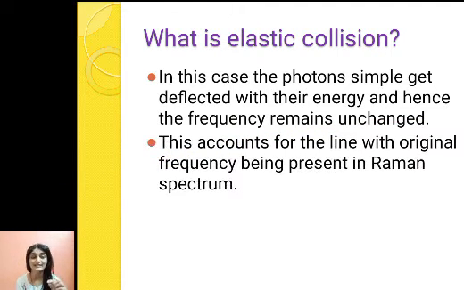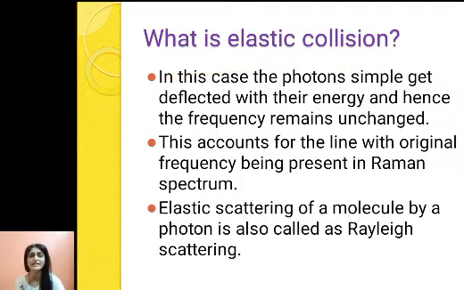When we studied the Raman effect, we get three lines. One has frequency the same as that of the incident radiation. Why are we getting that? Because of elastic collision, where the photon is not exchanging any energy with the molecule, so its energy or frequency remains the same, and that is how we get the line with original frequency in the Raman spectrum. Elastic scattering of a photon by a molecule is also called Rayleigh scattering.